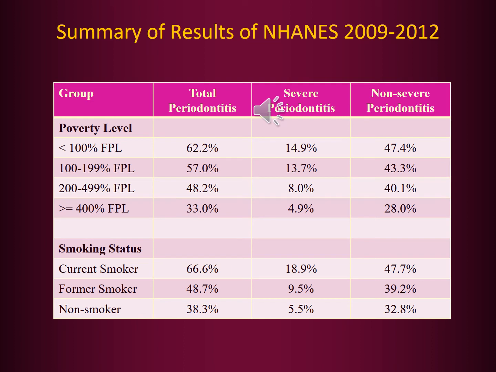For non-severe periodontitis, the numbers are higher for current smokers. You can see 47.7% versus 32.8% for those who are non-smokers. So we can see that smoking appears to have some effect on periodontitis, and in fact many studies show smoking does have a significant effect and may be one of the greatest preventable causes of periodontitis. But we'll get to that in another slide.